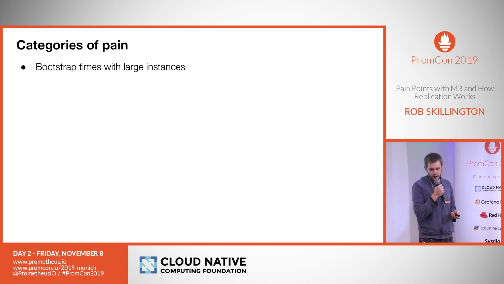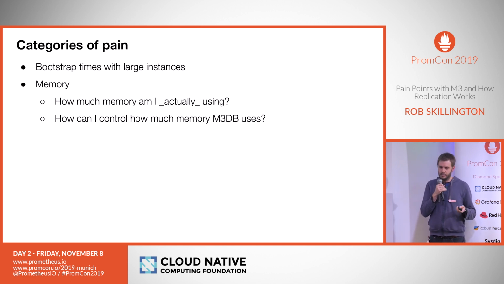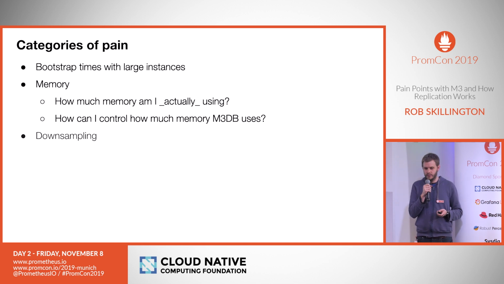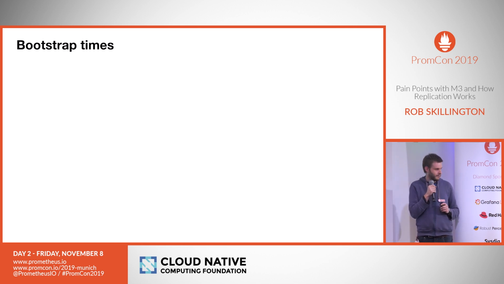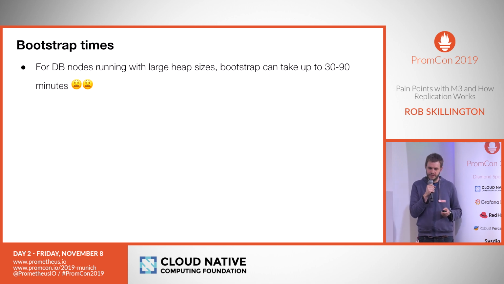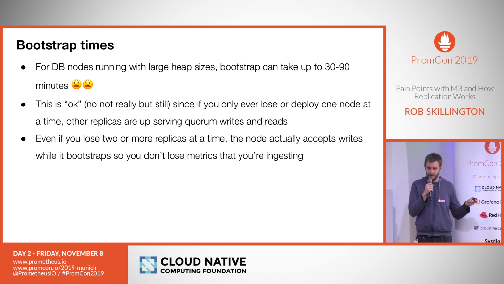So let's quickly go to categories of pain. Bootstrapping times with large instances with M3 is a big thing. Obviously with large Prometheus instances there's been a lot of work that Ganesh covered, but it's typically a thing with a lot of these storage systems, memory and downsampling. And on the bootstrapping times, really large heap sizes can take a severely long amount of time.